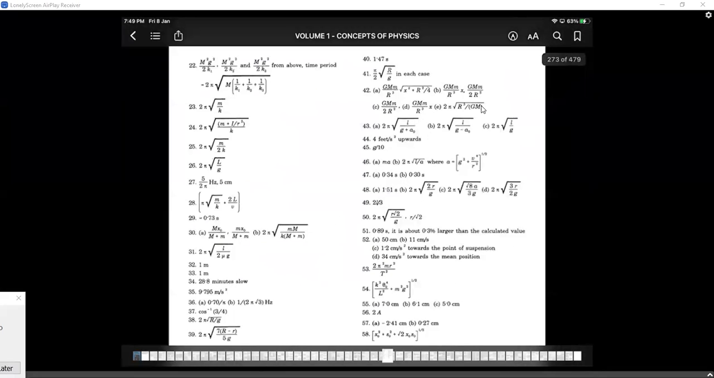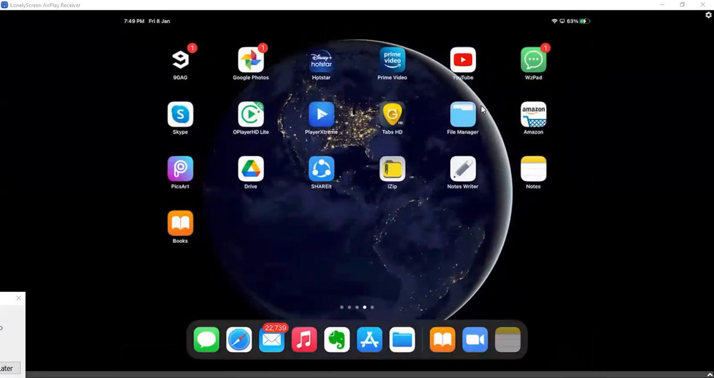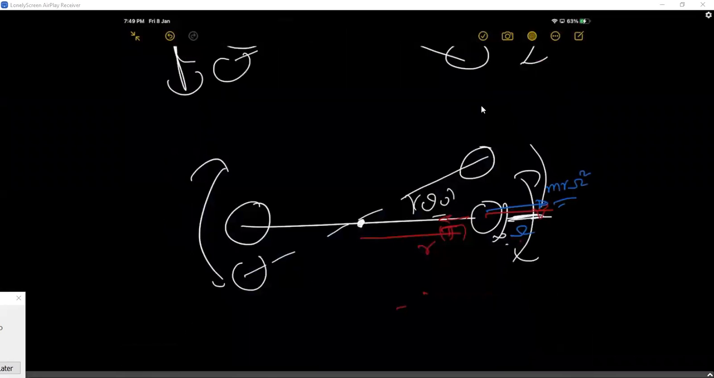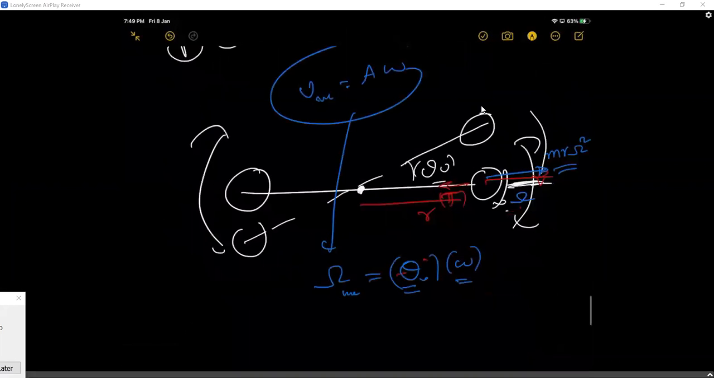Oh, there is a shear stress also. Okay, let me discuss this m r omega square. Omega is the maximum angular velocity, which equals theta naught into omega. Like I mentioned, V max equals A omega. Omega max equals theta naught into omega. You have to find omega, like the time period thing.